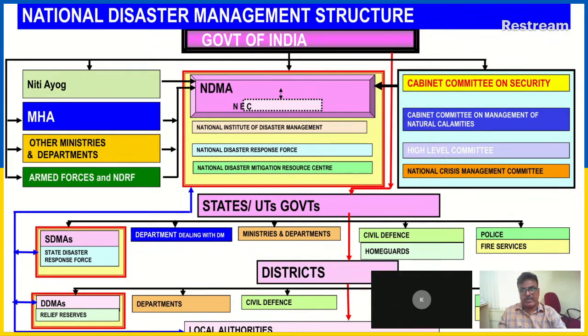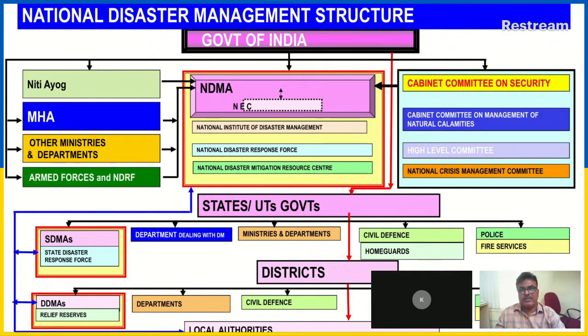So, what is the institutional framework in India for disaster management? There is the Government of India at the national level. The Home Department is the nodal department, and under this we have the National Disaster Management Authority, supported by the National Executive Committee (NEC), which at the central level is an advisory body to the NDMA. NDMA is headed by the Prime Minister of India. NEC is headed by the Home Secretary.